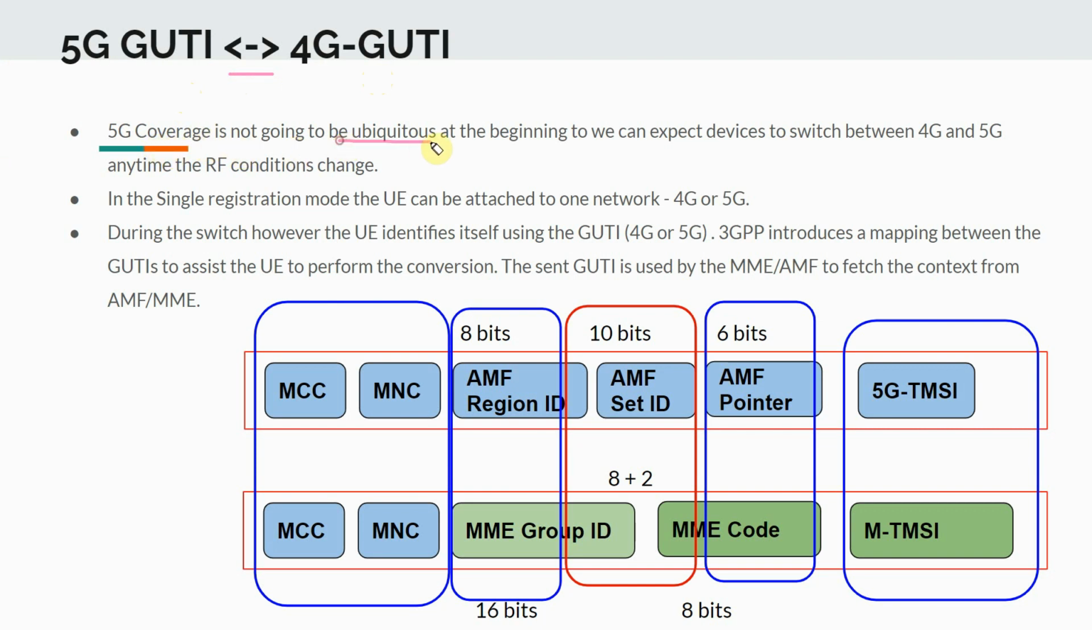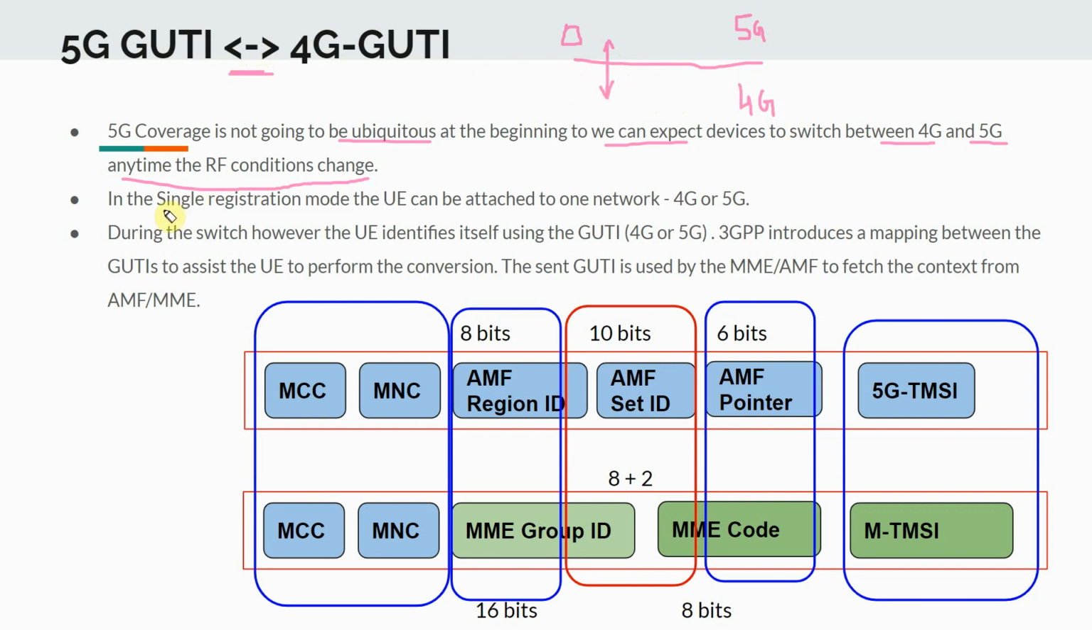The 5G coverage is not going to be ubiquitous at the beginning. So we can expect devices to switch between 4G and 5G anytime if the RF conditions change. We have seen this scenario where one device is in the 5G coverage, then the 4G coverage, and this device can move back and forth between 5G and 4G, and it needs to be able to register to the network. At the same time, it needs to get its data services as quickly as possible with least interruption in service.